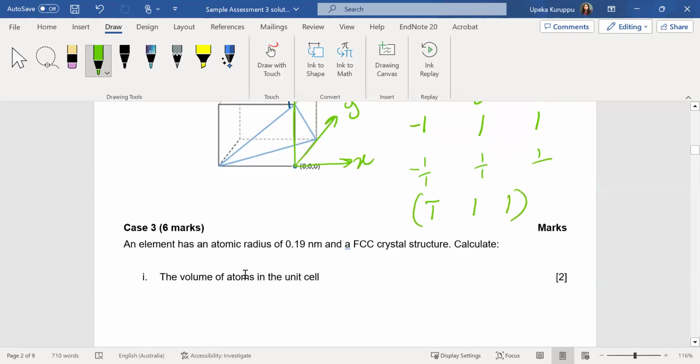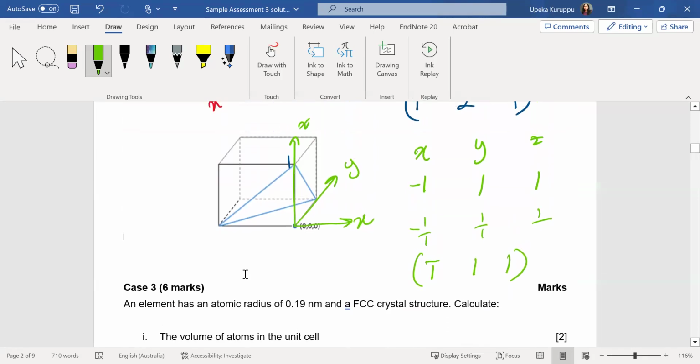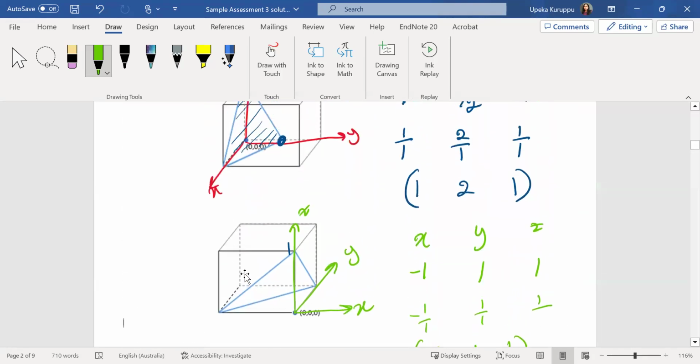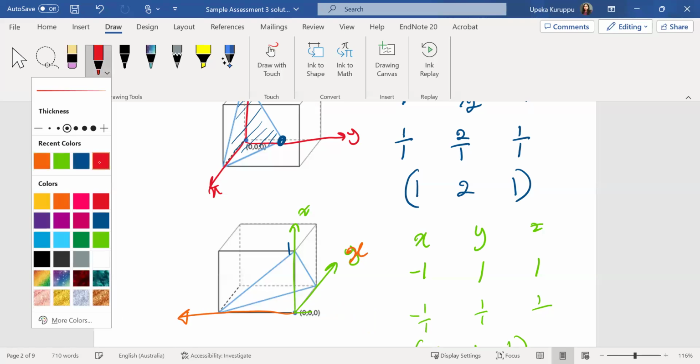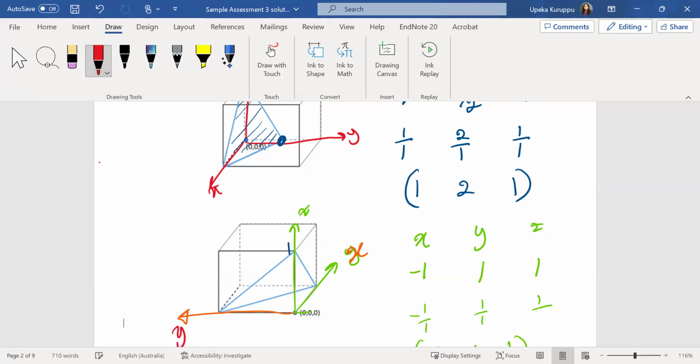Okay, so that covers the first topic and the second topic. Yes, you can. In that case, you may need to put this one this way. You can, but when you are putting the z, you have to make this one x and this one y so that you have z upward. Yes, you can do that.